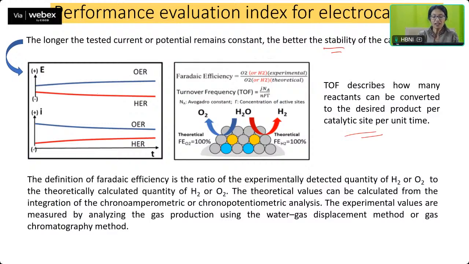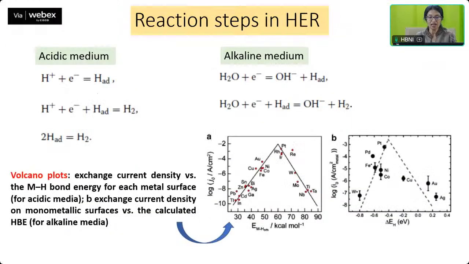The definition of Faradaic efficiency is the ratio of the experimentally detected quantity of hydrogen or oxygen to the theoretically calculated quantity of hydrogen or oxygen. These theoretical values can be calculated from the integration of the chronoamperometric or chronopotentiometric analysis, and the experimental values are measured by analyzing the gas production using the water gas displacement method or gas chromatography method. So this is how you evaluate the performance index for the electrocatalyst.